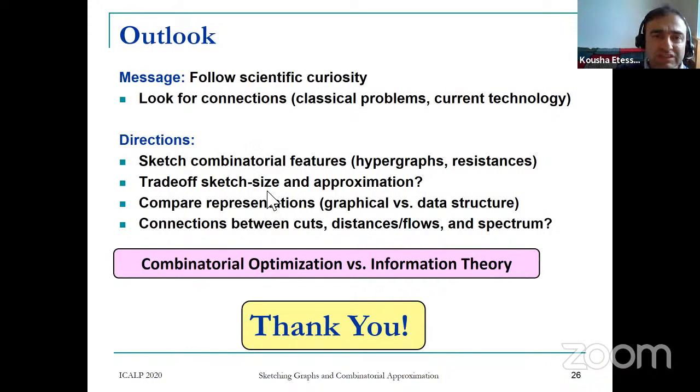So is it obvious that a spectral sparsifier... I want to understand, why is it obvious that spectral sparsifiers are generalizations of cut sparsifiers? Maybe there's a simple explanation for why that is.